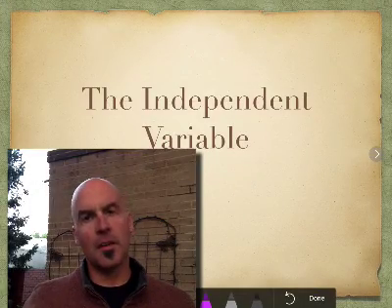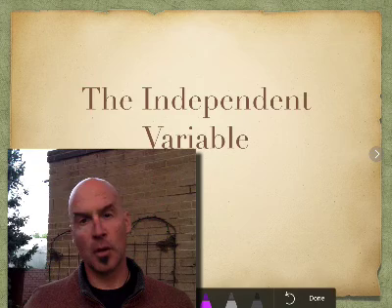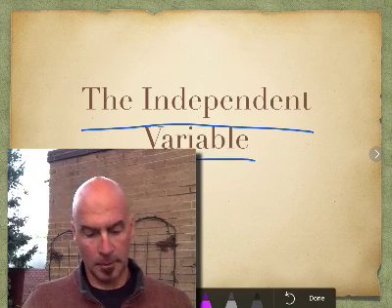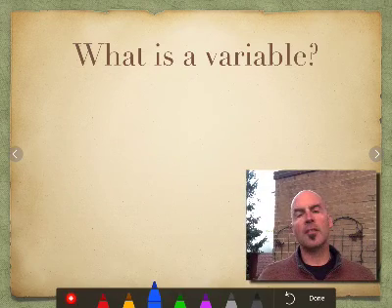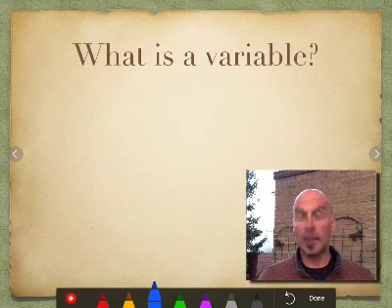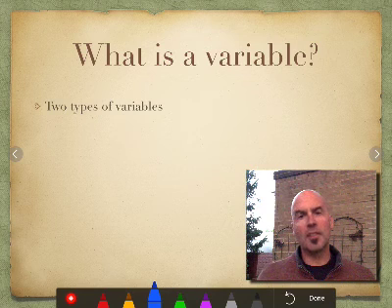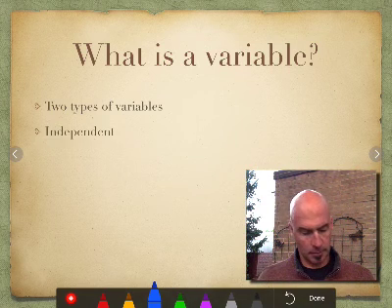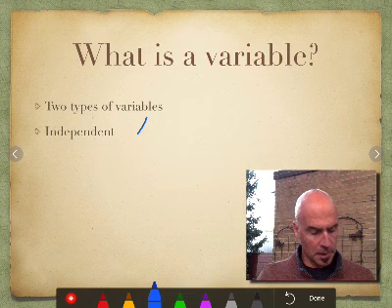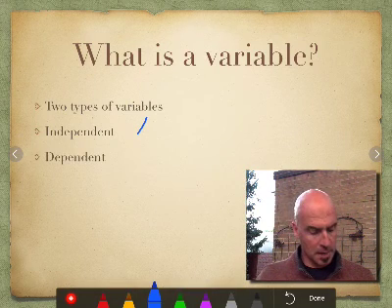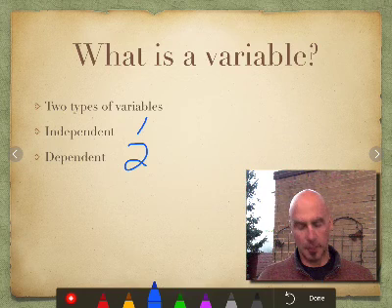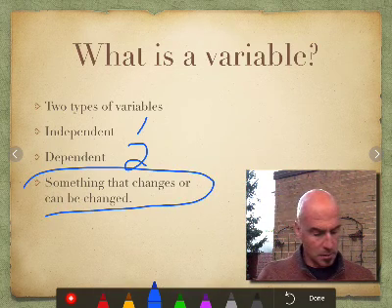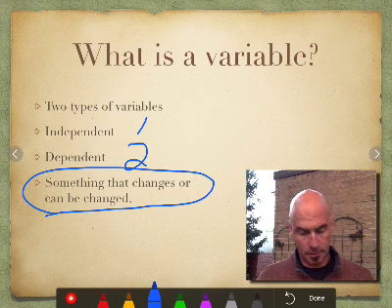Hey scientists, today we are going to be talking about something known as the independent variable. Alright, so you may be asking yourself, what is a variable? Well, let me tell you. There are basically two types of variables. A variable is something that can change. So the first one is the independent variable. The second is the dependent variable. And again, like I said, this is something that changes or can be changed.